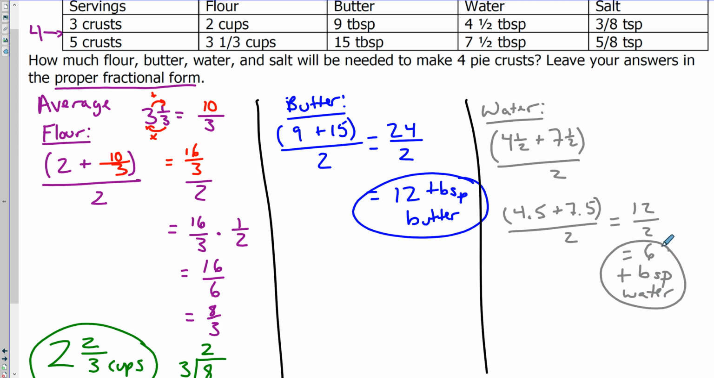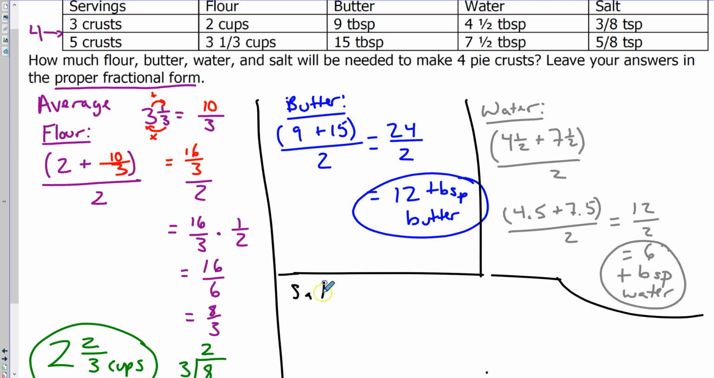And then last but not least, we'll do salt. So salt, I had 3/8 and 5/8. I want to make sure that I remember that before I scroll down. Oops. Actually do it in here. Salt. So the average, I'm going to add them up before I divide by 2.